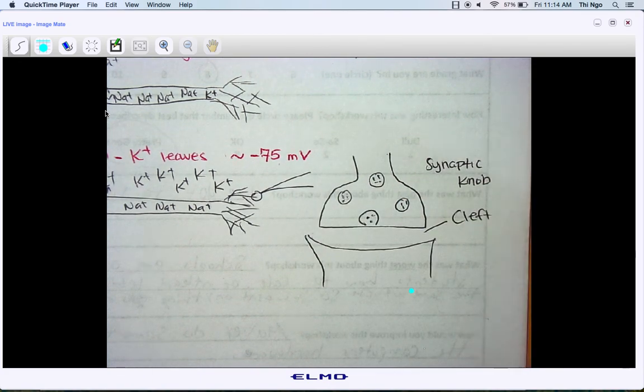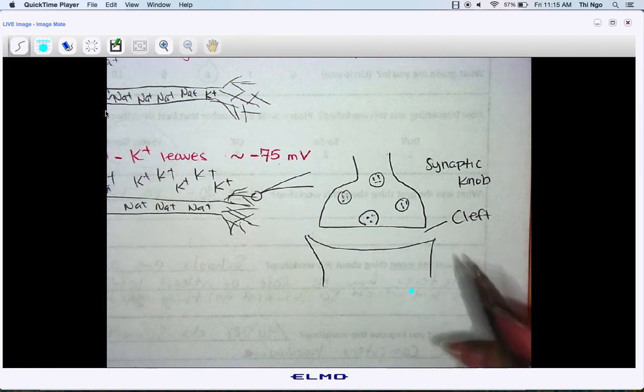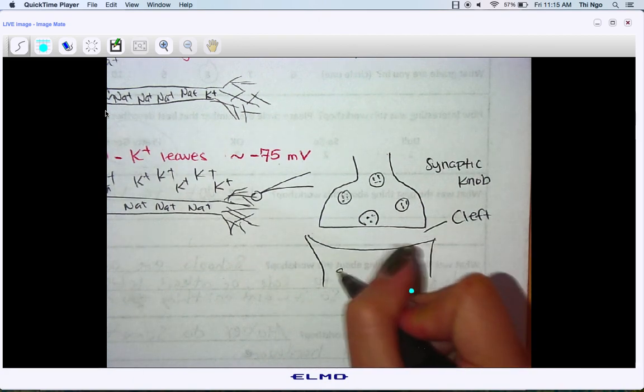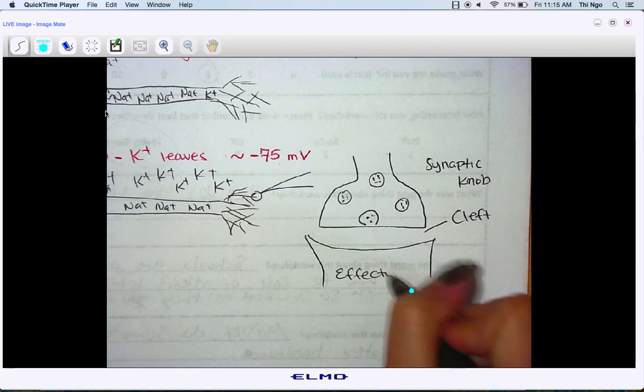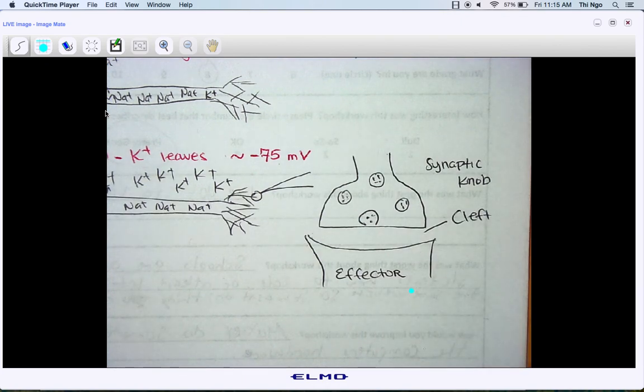What is the synaptic cleft? Just an empty space between what? Between a synaptic knob and what? What could be here? According to the last unit, what could be here? It could be muscle. It could be a gland. So this is essentially any effector. Or it could be another neuron.